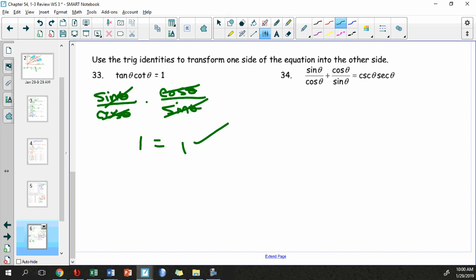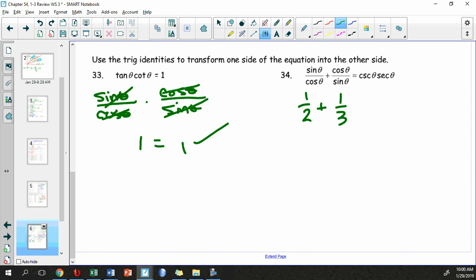However, on 34, aren't those already in terms of sine and cosine? So I can't get it any simpler. So I needed to go back to what you know. What you know are fractions. 1/2 plus 1/3. What would you do? Get a common denominator. Apply that foundational knowledge to trig now.